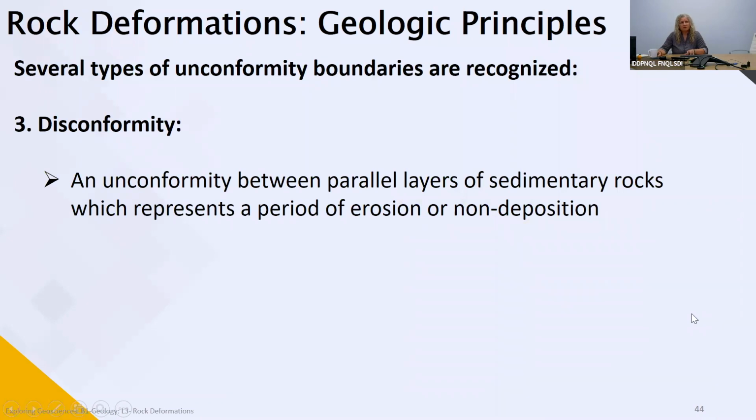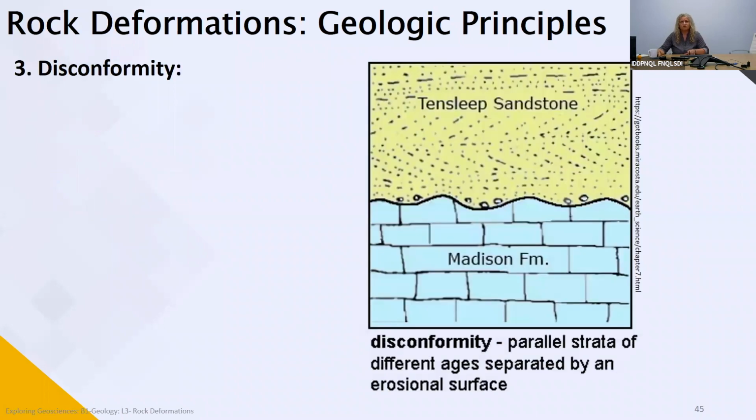And we have the disconformity, the third one. Disconformity is an unconformity between parallel layers of sedimentary rocks, which represents a period of erosion or non-deposition. So it could be a hiatus in time and deposition of rocks too. So here, the disconformity between the two would be seen with things we could find in either units between the limestones here at the bottom and the sandstones at the top.